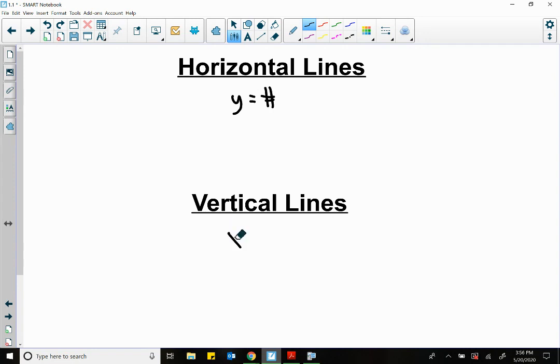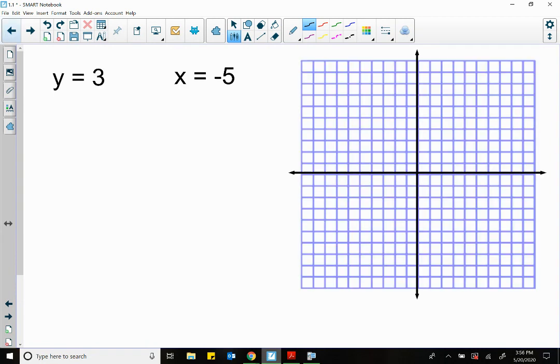Vertical lines, well, then they are x equals a number. And now many of you are throwing your pens and pencils across the room going, what is going on? Okay. Well, I'm not lying to you. Y equals a number is horizontal. X equals a number is vertical. Plain and simple. Okay. So let's go back over here and let me tell you how to graph these, and then I'll explain why these are the way they are.